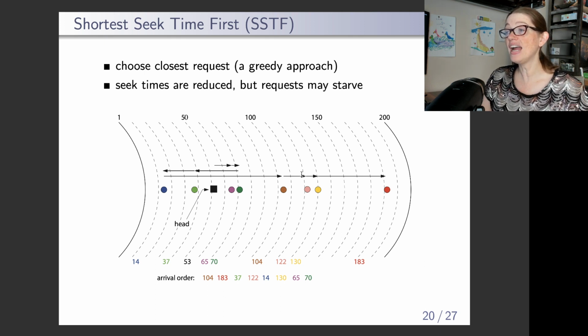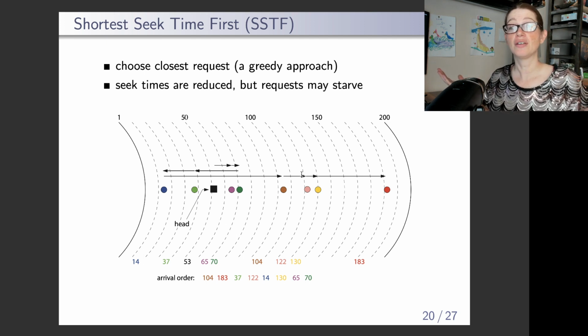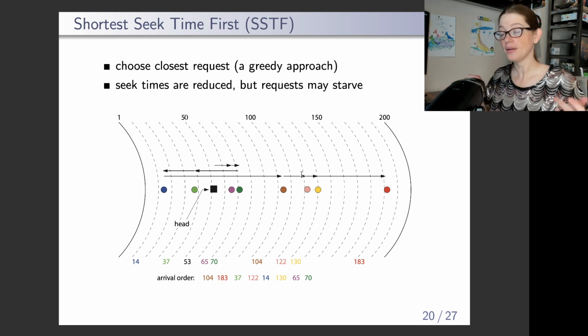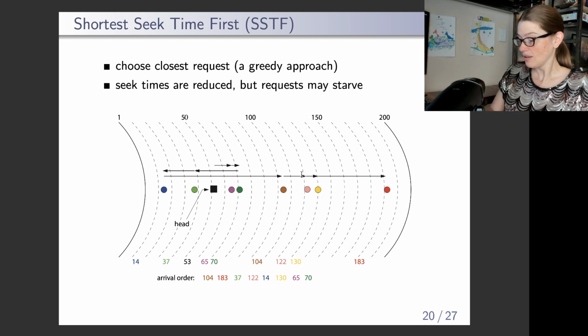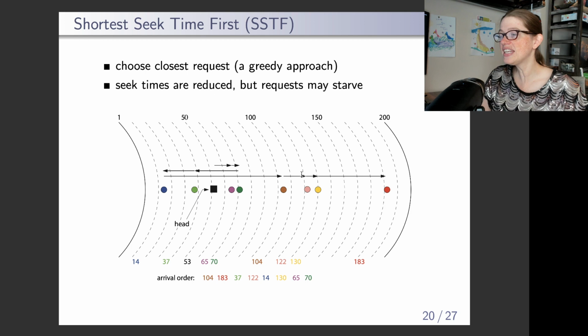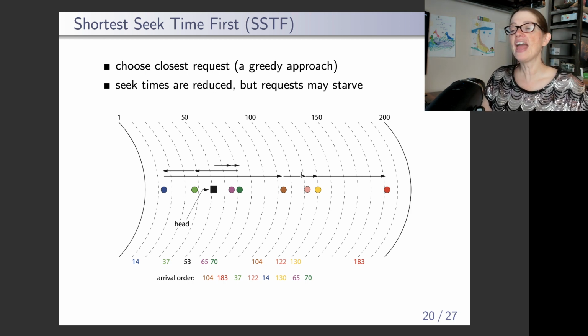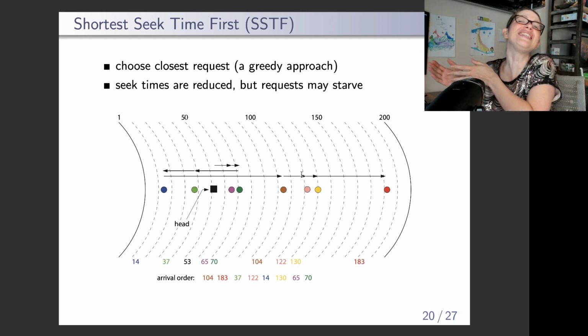I do better by trying to find a better order to serve these jobs in. What if I did shortest seek time first? Shortest seek time first is I look at the jobs that are in my ready pool, and I am going to try to serve them in the order that is going to result in me moving the shortest distance.